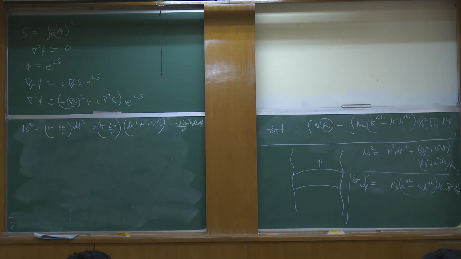In a space-time like this, you take the space-time, expand it at large R in this form, and the coefficient of dt squared, 1 minus 2m by r, is the mass. In the same way, you look at the coefficient of dt d phi, and from that you can read off j.